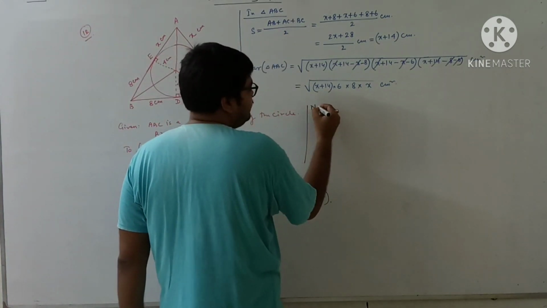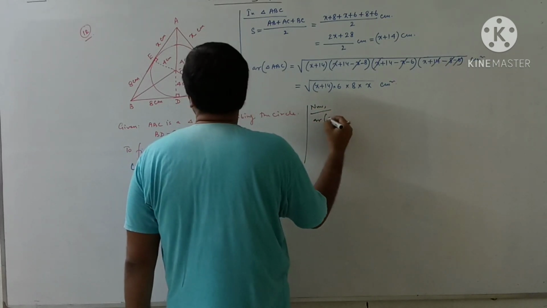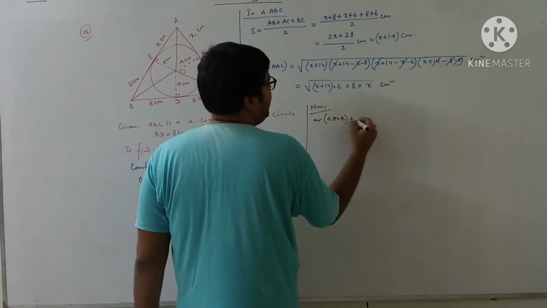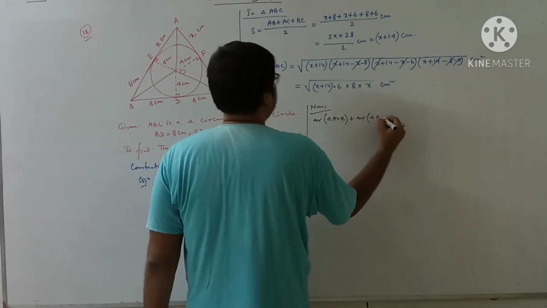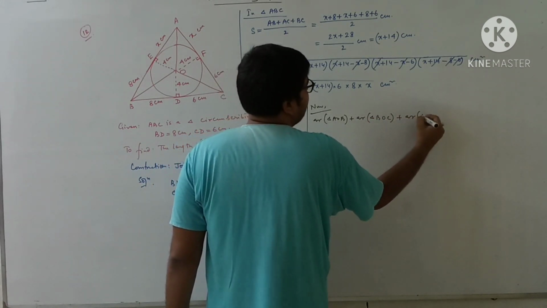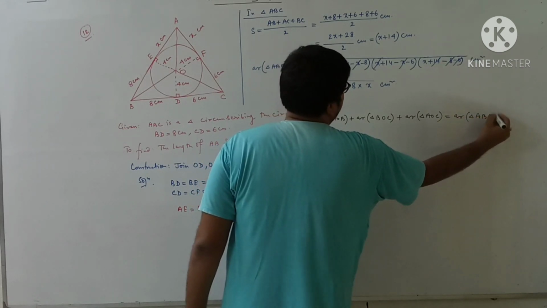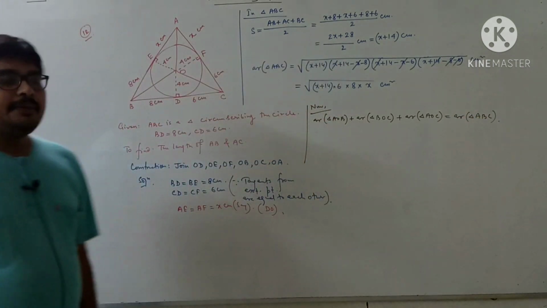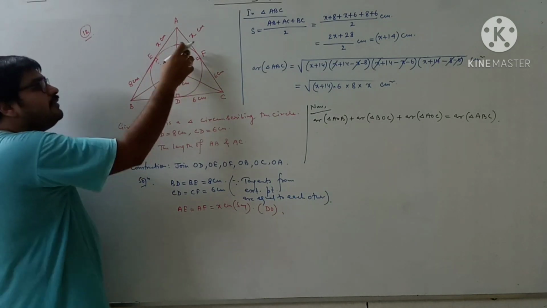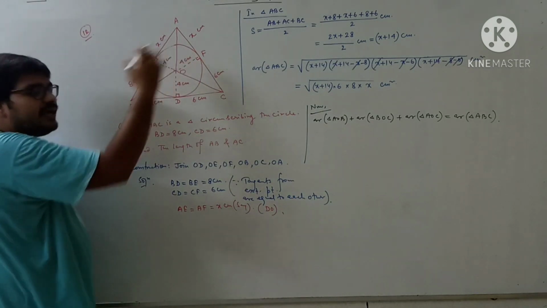Now area of triangle AOB plus area of triangle BOC plus area of triangle AOC should be equal to area of triangle ABC. Because whenever we add these smaller triangles, we get this bigger triangle.